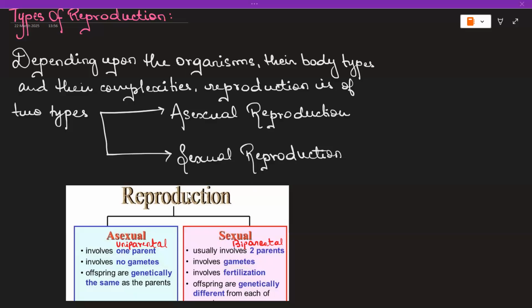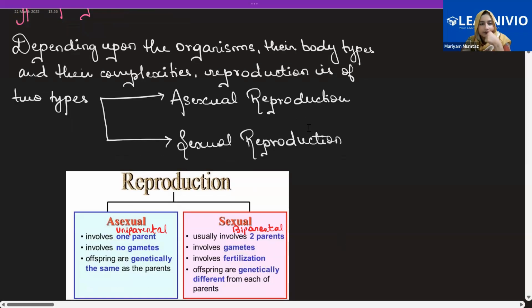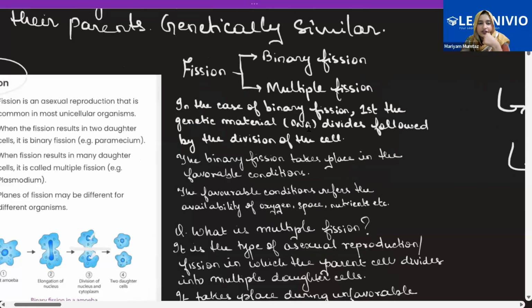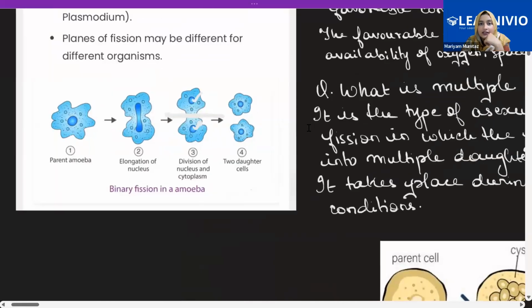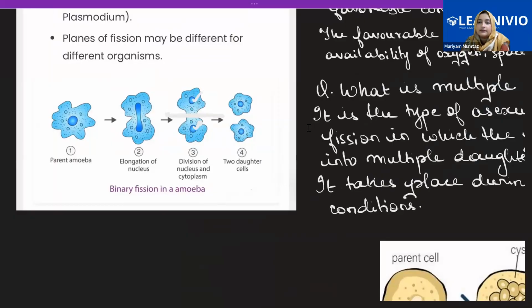Okay, wait, students. Let me finish the fission part first. So I was talking about fission. Did you people understand this thing wherein the DNA divides and then the cell divides? Is this much clear? Yes, ma'am. Is it clear to everyone? Umair, Afri, clear to you also?